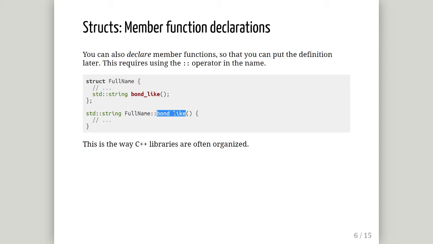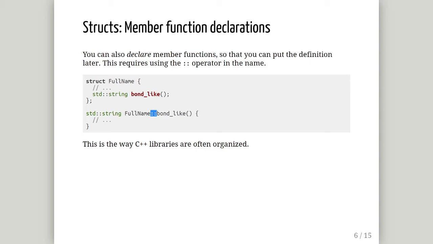But I can't just define a function called bond-like that returns a string. I have to make it clear to C++ that I'm defining the function bond-like that belongs to the struct full name. The way I do that is by putting the struct name and then colon colon. Colon colon is very similar to the dot. It means full name colon colon bond-like is interpreted as the bond-like that is within full name. For now, just know that sometimes you have to use a dot, sometimes you have to use a colon colon, and I'll leave it at that for a while.